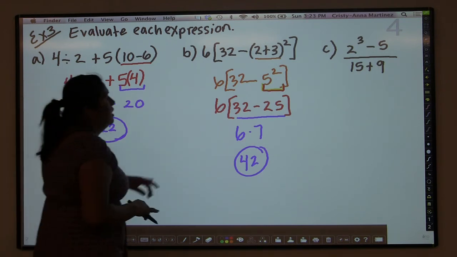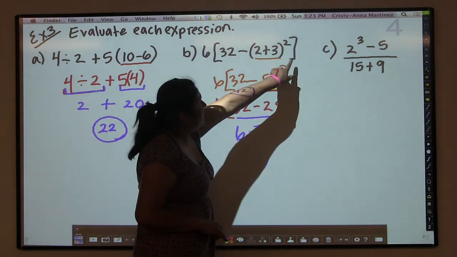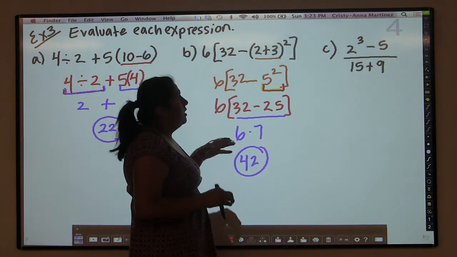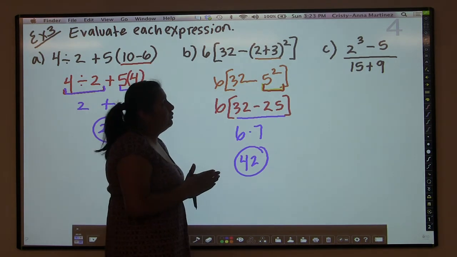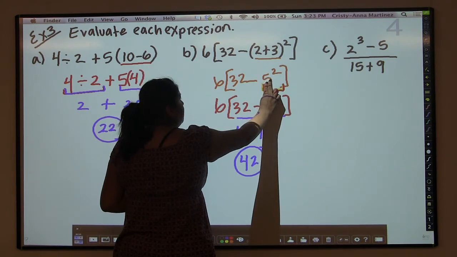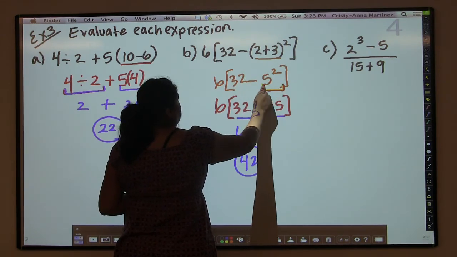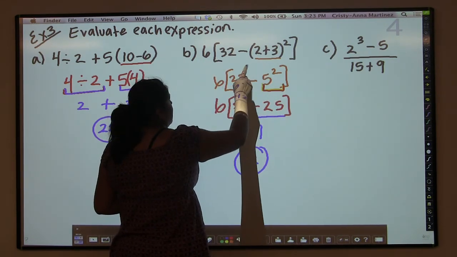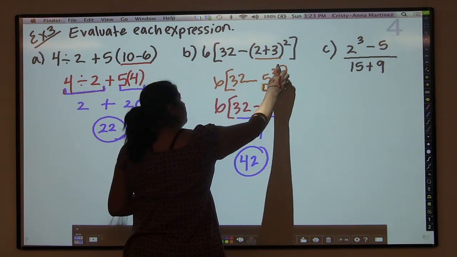of grouping symbols. You had your parentheses and your brackets. But you want to start with the innermost parentheses first. And that's why we did the 2 plus 3 first. And then we have to stay inside. And we're not going to multiply by 6 because we have to also deal with these grouping symbols.